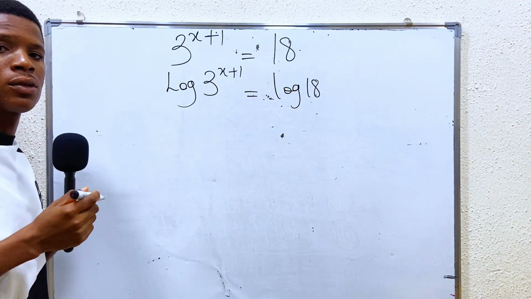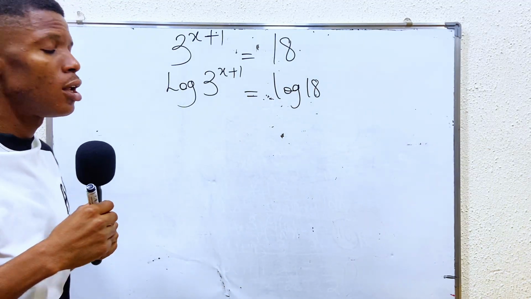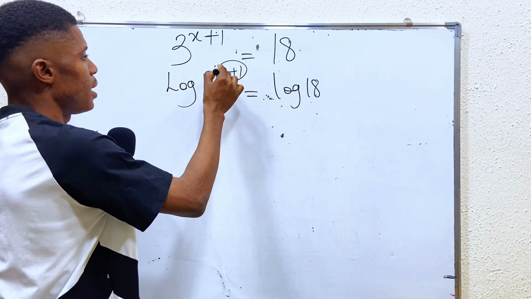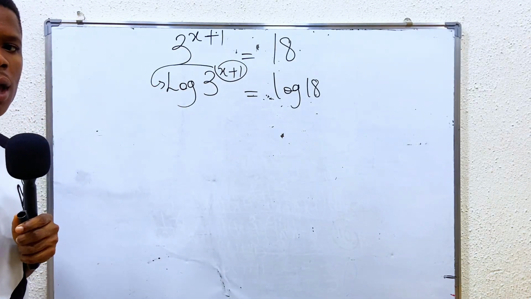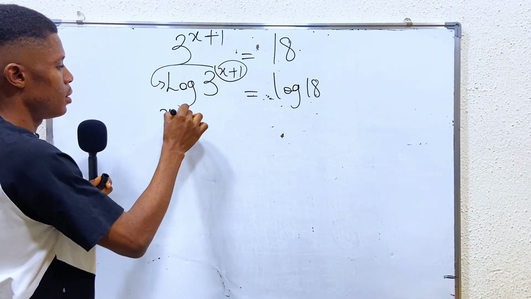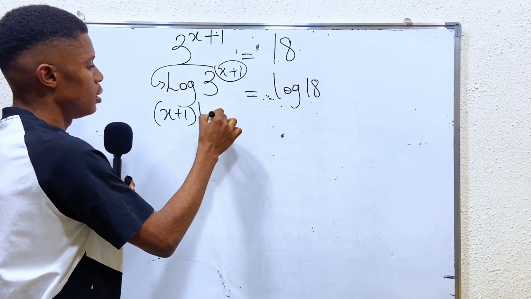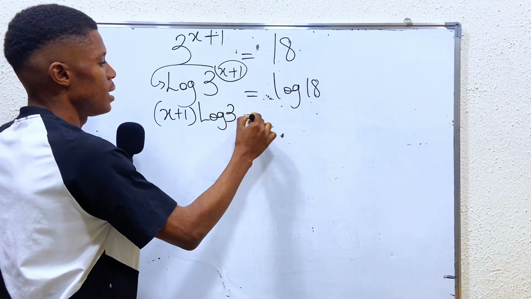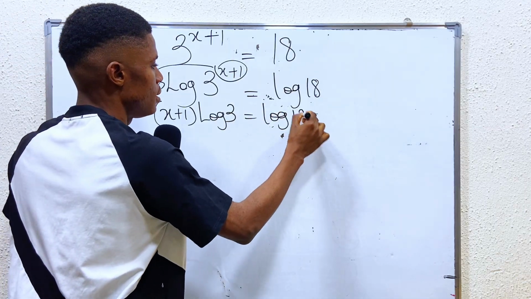The reason why we took this log is that logarithm allows us to multiply the power to the log. Okay? So the power is x plus 1. So we multiply x plus 1 to the log of 3. And that's equals to log of 18.